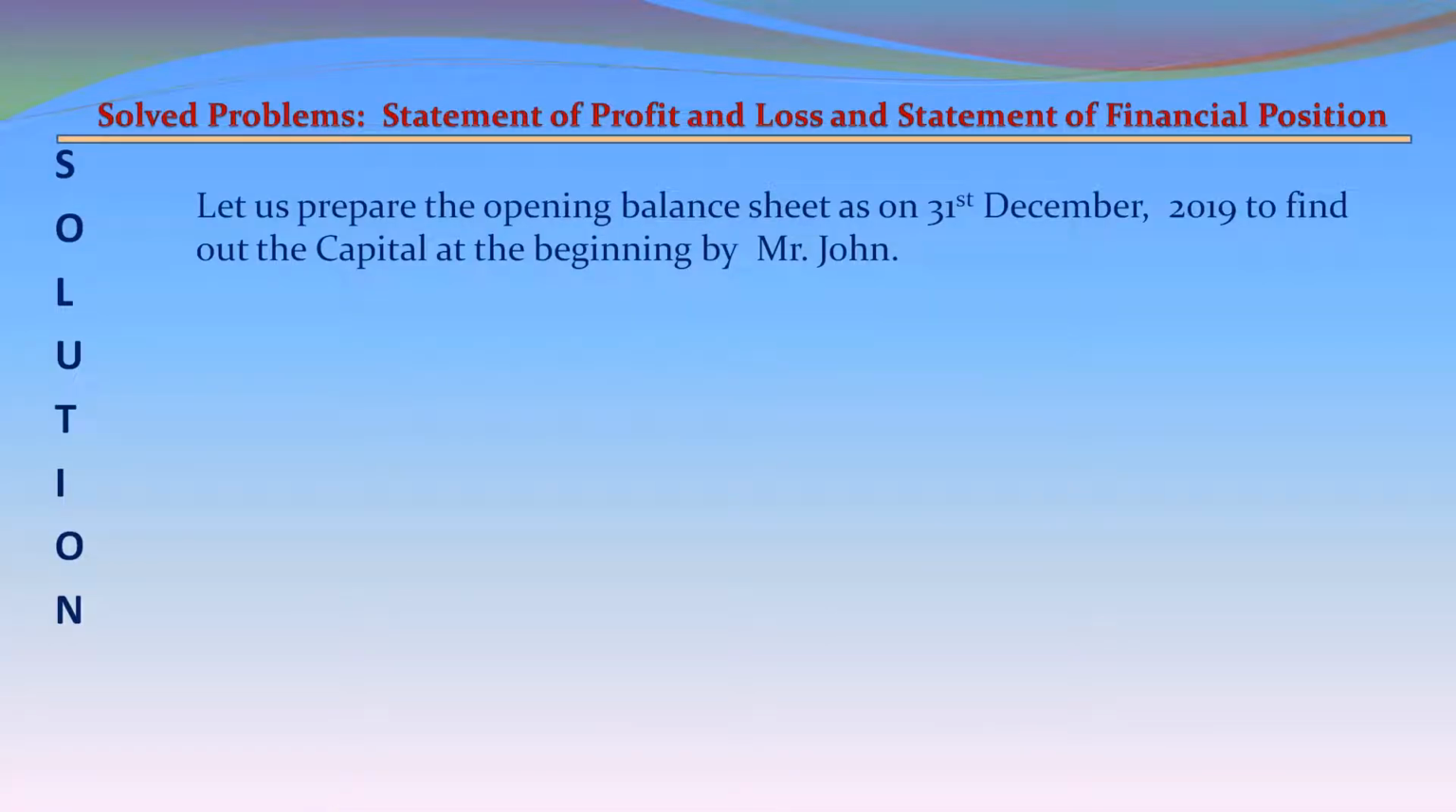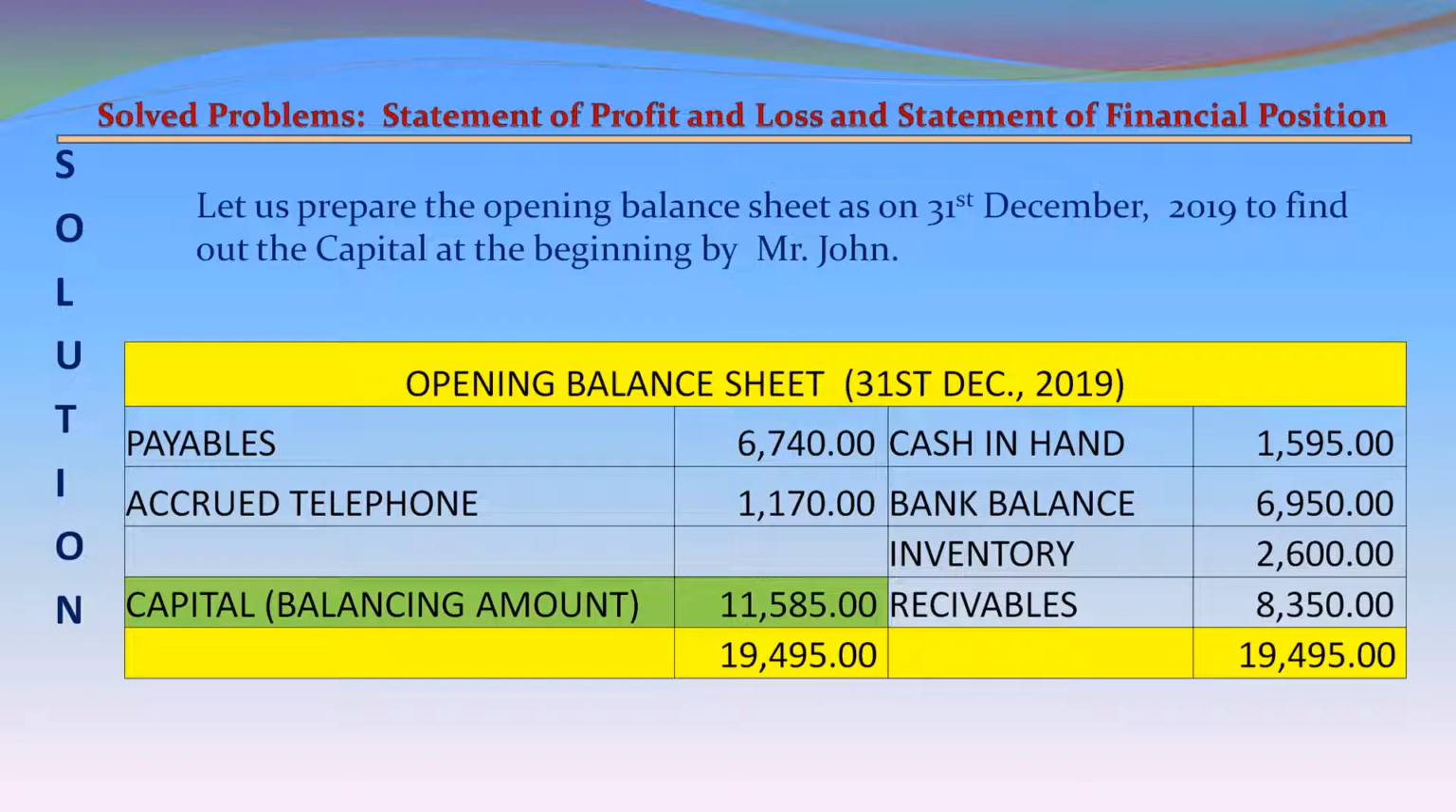Solution. Let us prepare the opening balance sheet as on 31st December 2019 to find out the capital at the beginning by Mr. John. Opening balance sheet 31st December 2019. On the asset side, cash in hand 1,595. Bank balance 6,950. Inventory 2,600. Receivables 8,350. On the liability side, payables 6,740. Accrued telephone 1,170. When we balance the balance sheet, there is a difference of 11,585 that represents the capital at the beginning by Mr. John.